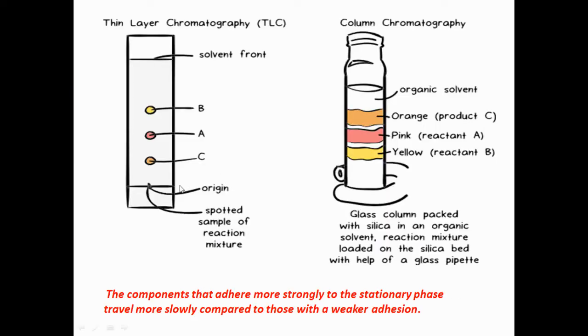Suppose in this slide you can see, from the origin, a solvent front marked here. This is the distance traveled by the solvent from the origin line. Then the distance traveled by the sample, suppose component C, this distance we have to measure. Similarly, the distance traveled by component A. All these measurements we have to do from the origin line. By measuring these distances, we can calculate RF, which I'll explain in detail in TLC.